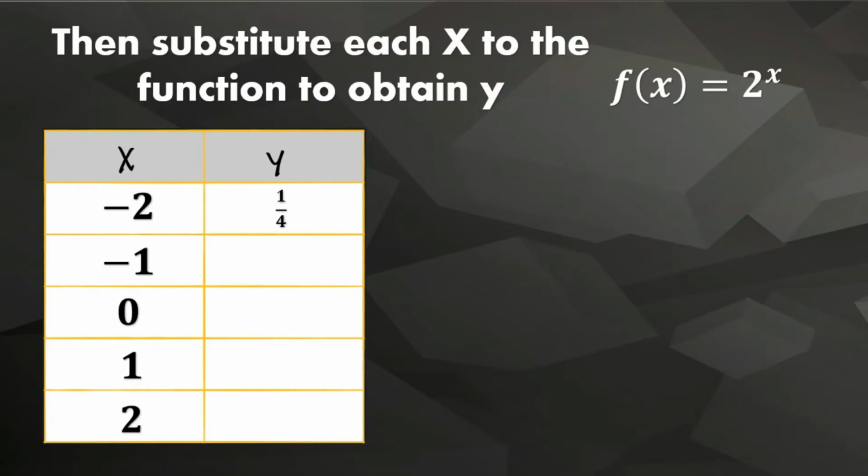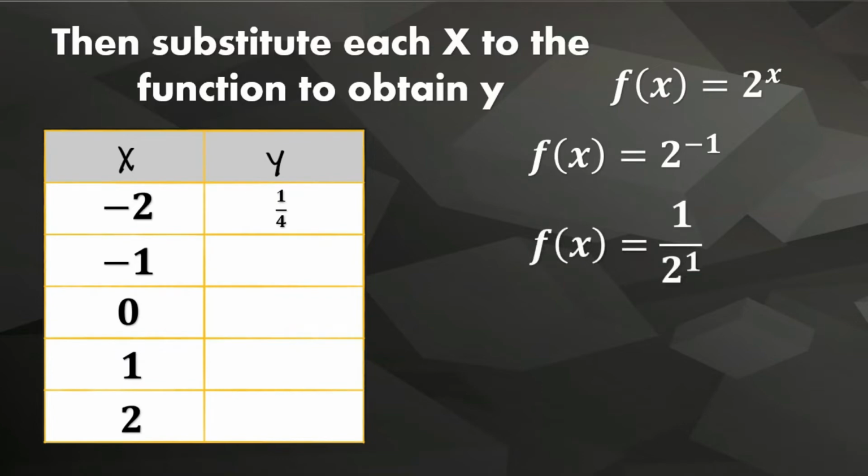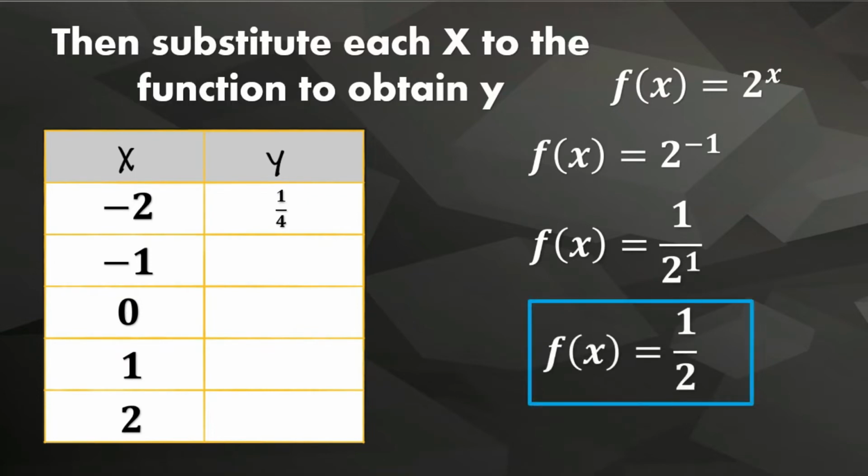Uulitin mo yung step, pero gamit naman yung negative 1, substitute, and simplify. We also have negative exponent dito. So, get the reciprocal, magiging positive na exponent, and then simplify. The answer is 1/2. Ang ilalagay naman doon sa ating y katapat nung negative 1. So, you will continue the steps just like this.